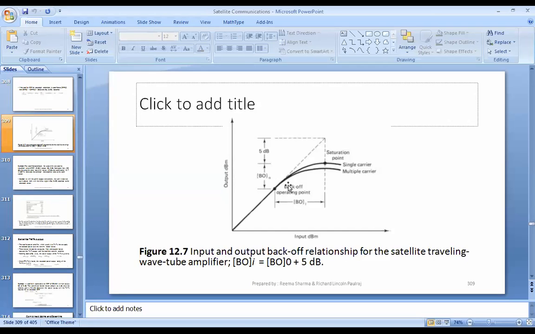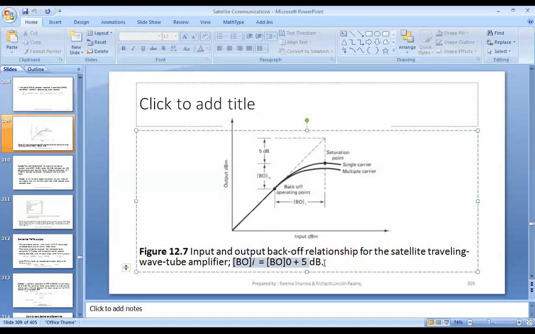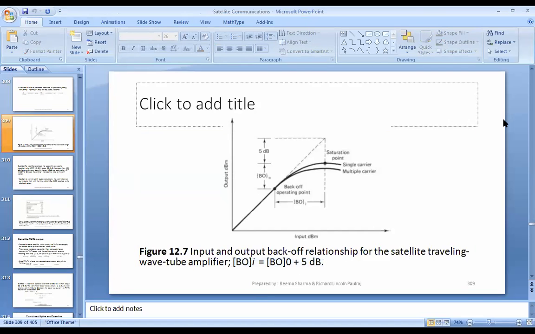So that is called your back off. If it's done to the input, then it's called an input back off. If it's done to the output, then it's an output back off. The main relation between both of them is that you can add about 5 dB to the input. So output plus 5 dB is your input back off. This is how both your input and output back off are related to each other.